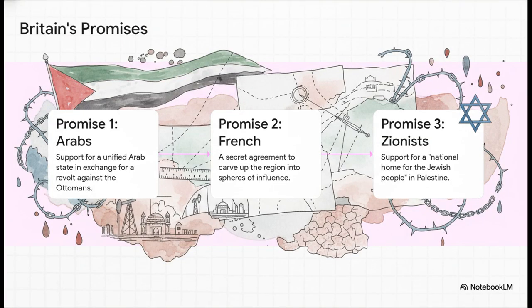The British, in particular, became absolute masters of making promises they couldn't possibly keep. They made 3 huge foundational promises about the future of the exact same land. One was to the Arabs, another to their French allies, and a third to the Zionist movement. And these weren't just vague little assurances. These were strategic moves that were completely incompatible with each other. Let's take a look at each one.